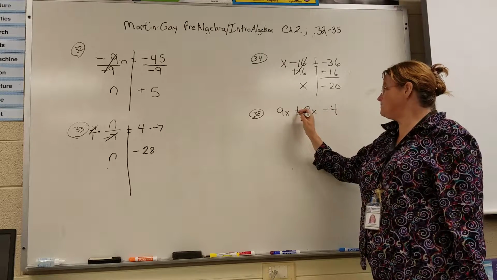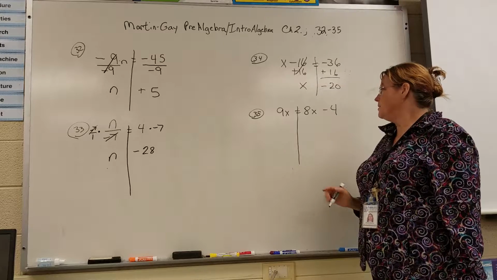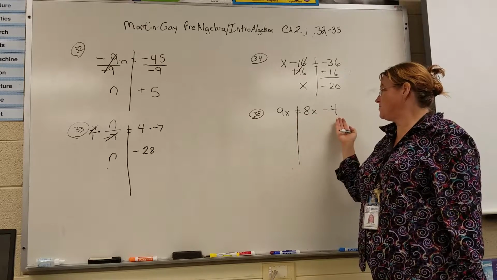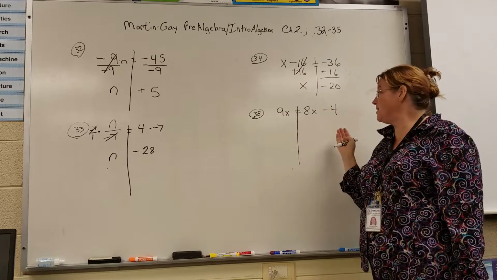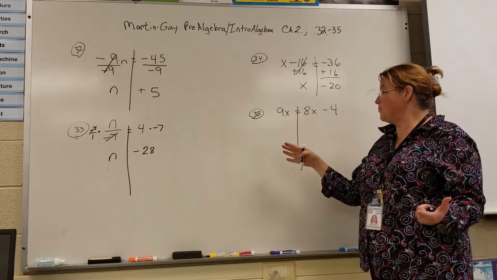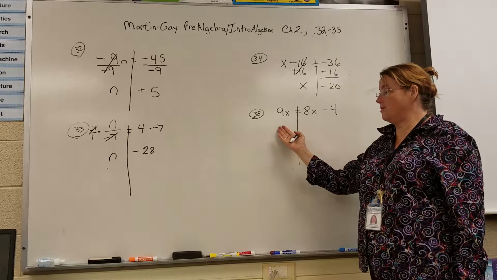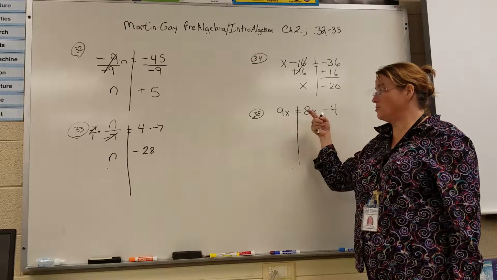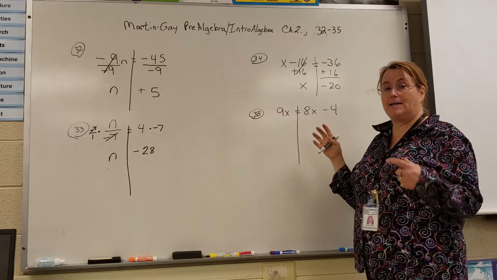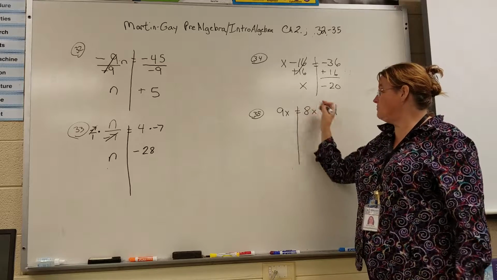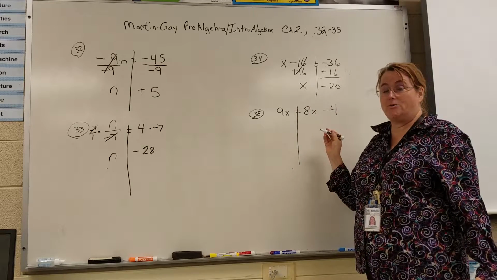And the last one, 9x equals 8x minus 4. This one just is introducing that you want to get all your letters on one side and all your numbers on the other. So since we already just have letters over here, we're going to move these letters over here by getting rid of the whole chunk of letters, and we can add or subtract to do that.